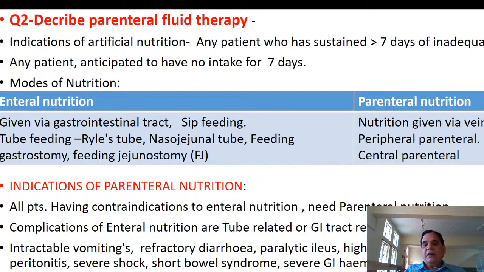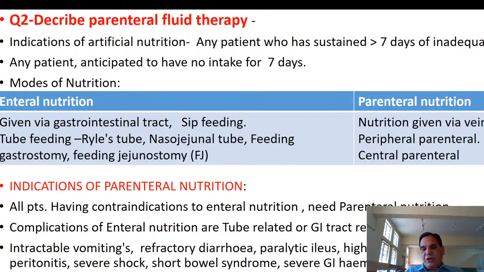After that, it is parenteral nutrition. What do you mean by enteral? It is given via the gastrointestinal tract. The methods are slow sip feeding and tube feeding. The tube can be a Ryle's tube or a nasojejunal tube. There can be a surgically done feeding gastrostomy or feeding jejunostomy, usually done in carcinoma of stomach. It is called FJ. This can be temporary or permanent.